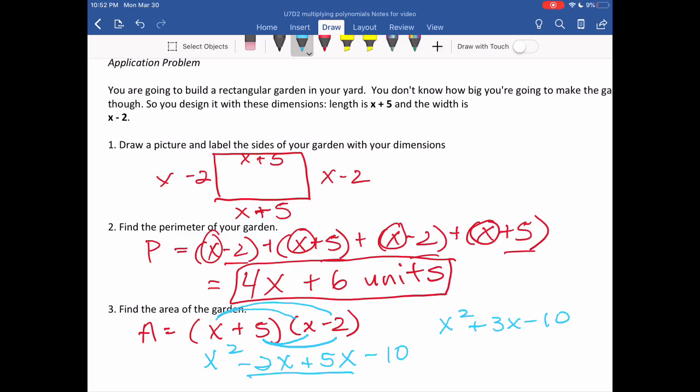Again, I don't know the units, but this is gonna be units squared because when it's in area and I'm multiplying, I need squared units. Final answer.